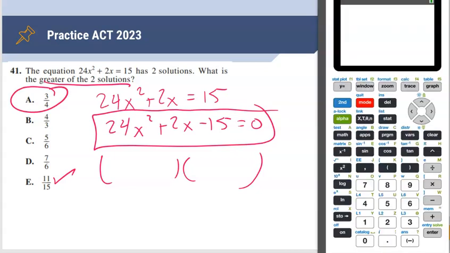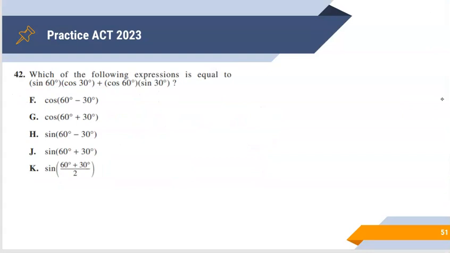Now there is another way we could have done it too. If I pressed alpha trace and chose y1, I could just type in my answers, right? Let's see what the answer is for 3/4. It is a 0. So I know 3/4 works. Two ways to work it out. Doesn't matter which way you go.